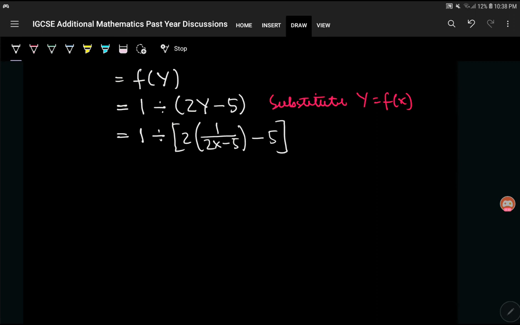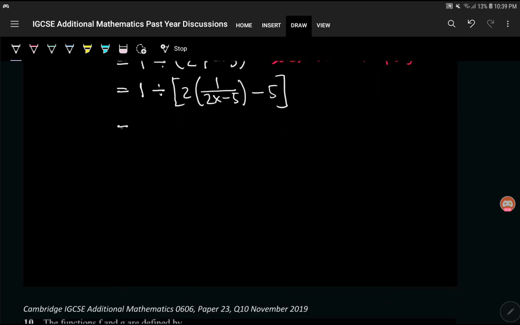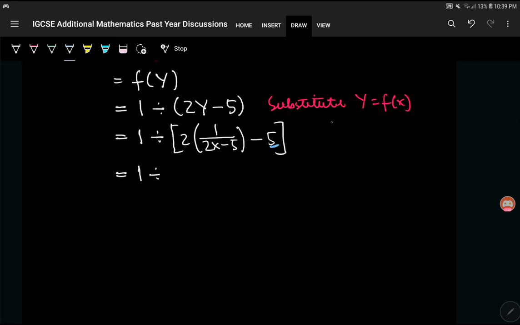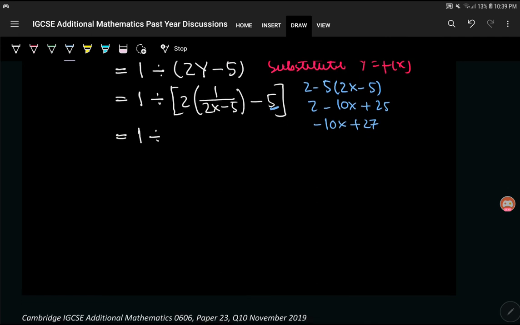Okay, in this part I will skip. So I will write it like this. So we have 1 divided by, okay, maybe I will not skip, because here this 5 is actually 5(2x minus 5). So we have 2 in the front, so we have 2 minus 10x plus 25. So we have negative 10x plus 27. Okay, so now the numerator is negative 10x plus 27 over 2x minus 5.